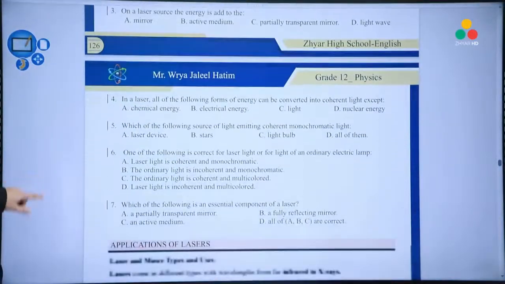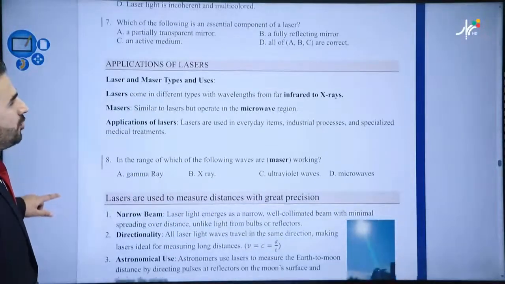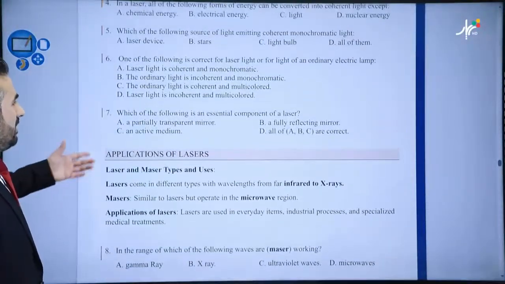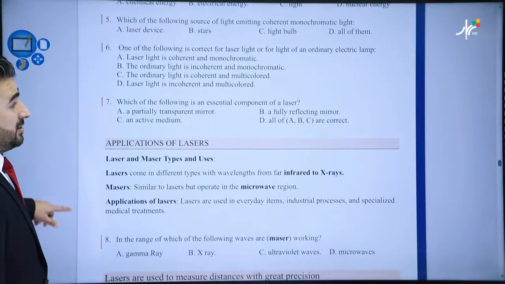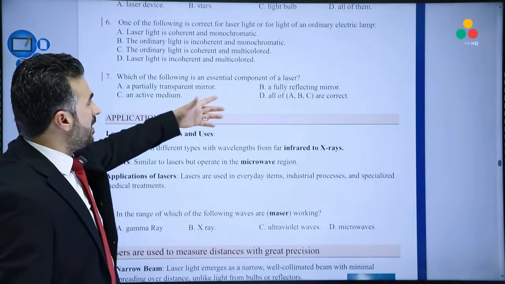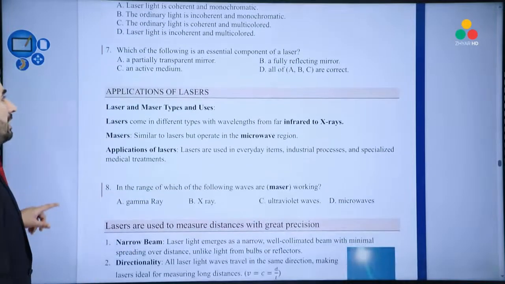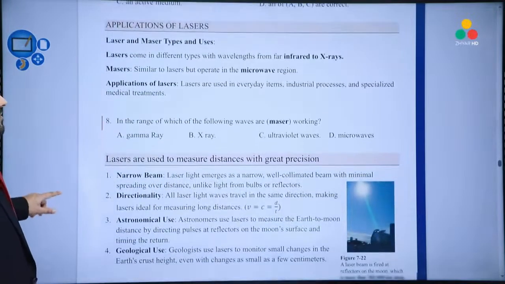Okay, moving on to these questions. These are also very, very easy. I hope you do them, or at least know them. The last one says, which of the following is an essential component of a laser? The partially transparent mirror, the fully reflecting mirror, the active medium, or all of them. Of course, these are all essential, important parts of a laser.